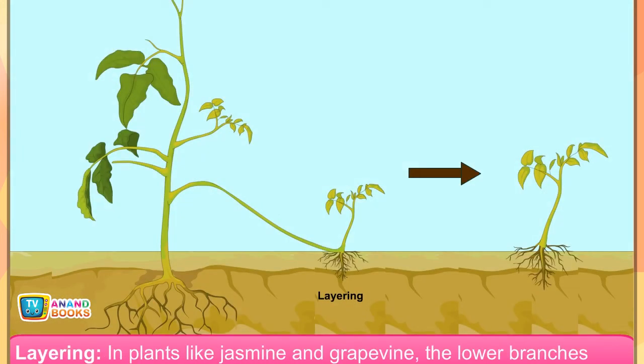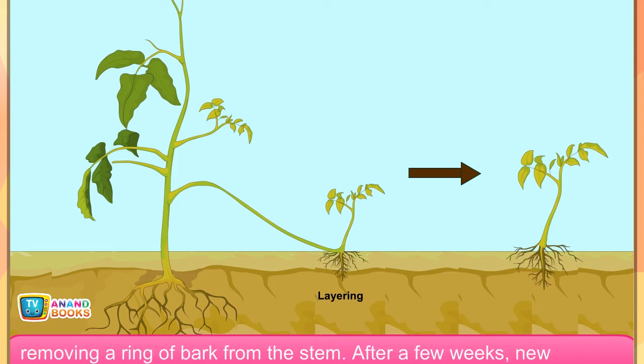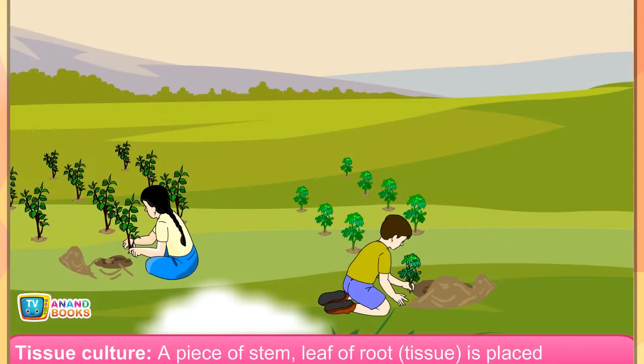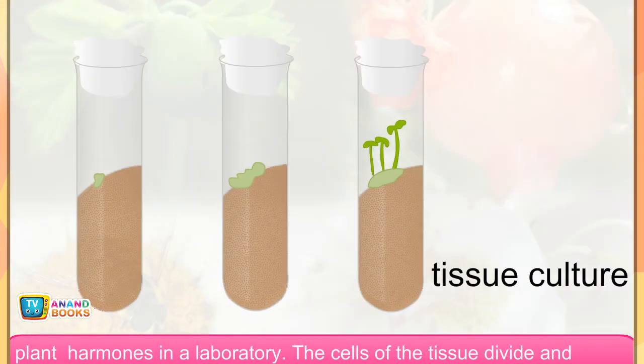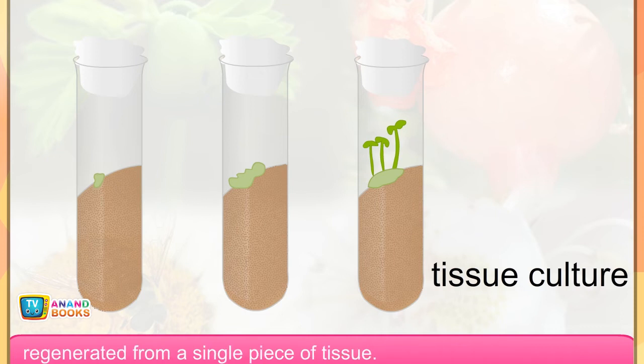Layering. In plants like jasmine and grapevine, the lower branches of the plants are bent down and covered with moist soil after removing a ring of bark from the stem. After a few weeks, new roots develop with the new plants. Tissue culture. A piece of stem, leaf or root tissue is placed under special conditions of light and temperature with nutrients and plant hormones in a laboratory. The cells of the tissue divide and give rise to new plants through tissue culture. Many plants can be regenerated from a single piece of tissue.